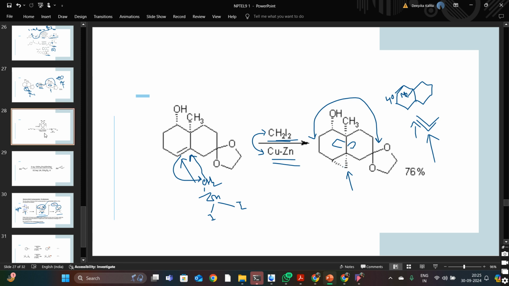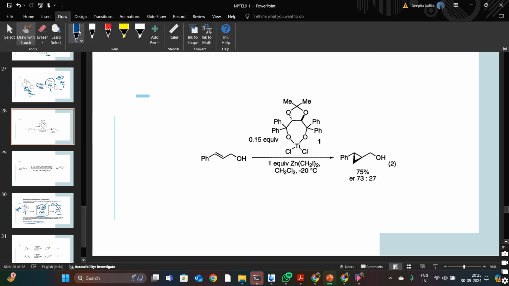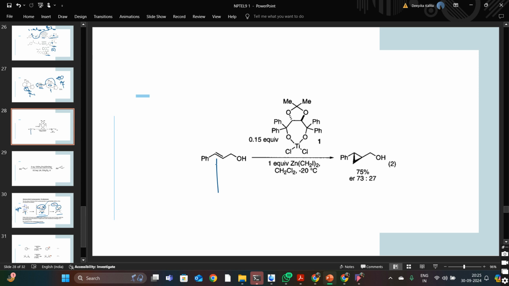Okay, this is again another example of the topic Simmons-Smith cyclopropanation, and here a similar mechanism is going to be followed, where you are going to get cyclopropanation of this carbon-carbon double bond. And in this case, the stereochemistry is going to be governed by this chiral reagent which is used in the reaction. This particular chiral reagent is going to give you this cyclopropanation on the above face.